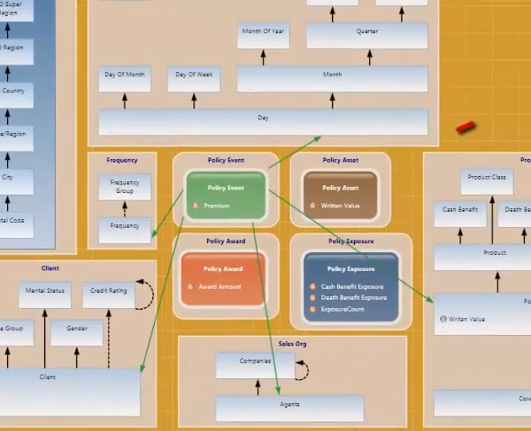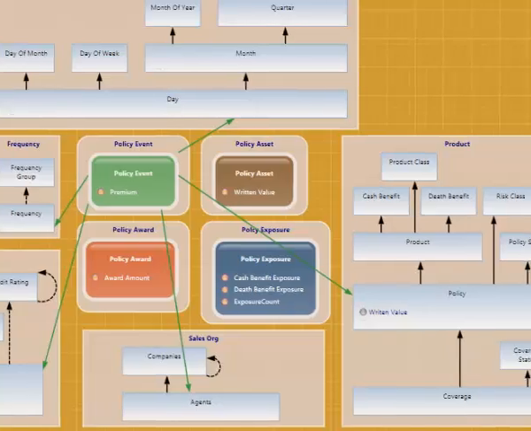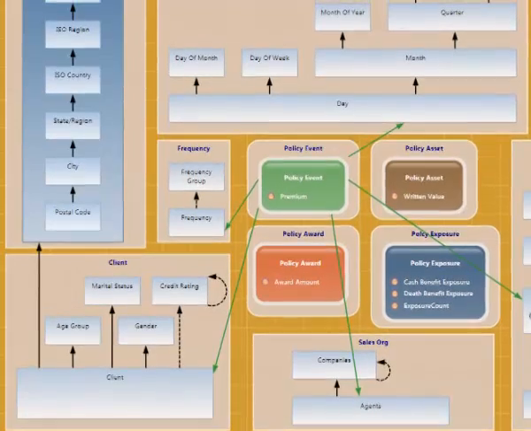Policy transactions are the rounded boxes at the center of the model. Lines of the same color link transactions to the reference data: the company's products, sales organization, and clients. Blue boxes define the hierarchies and business rules of each domain.